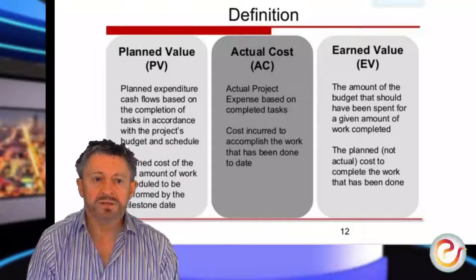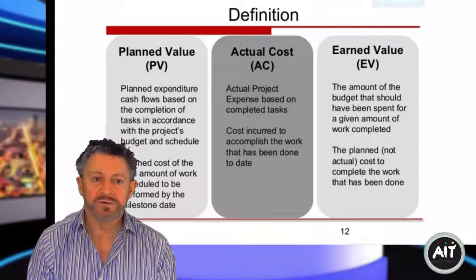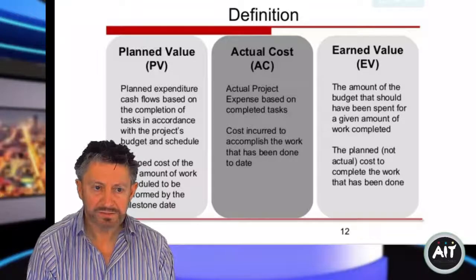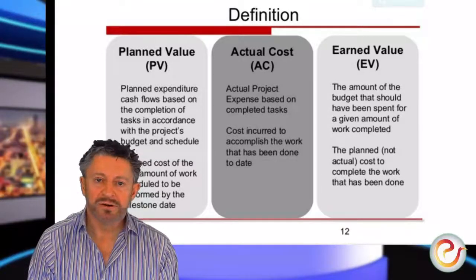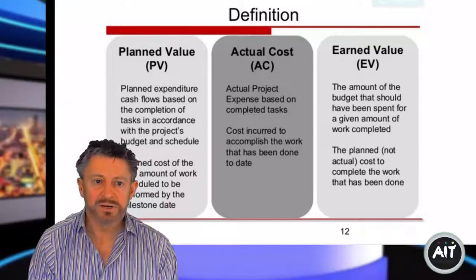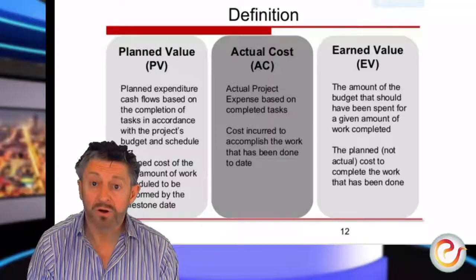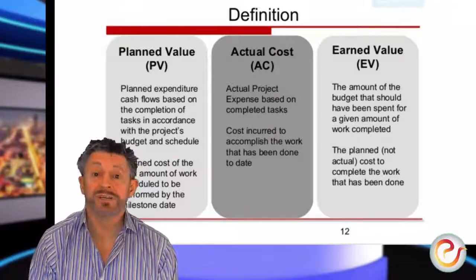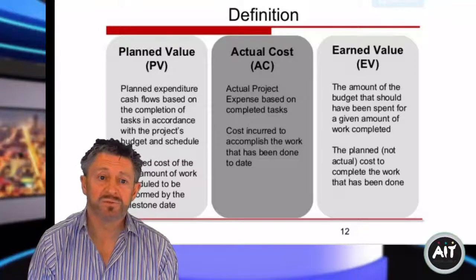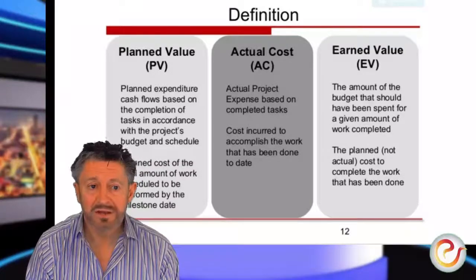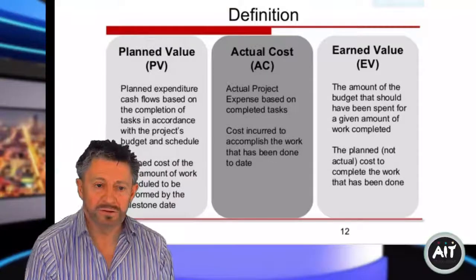And the earned value is the amount of the budget that should have been spent for a given amount of work completed. So we would say when we take our snapshot in 6 weeks' time, we can say that we've earned this much of the work. So we're a third of the way through. We have the foundations in on our house. Everything is in place.